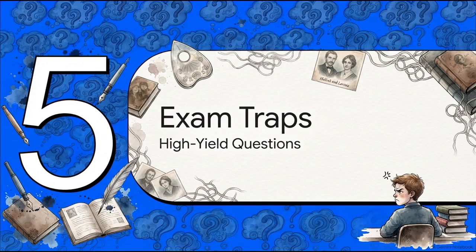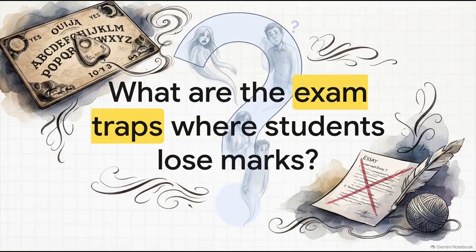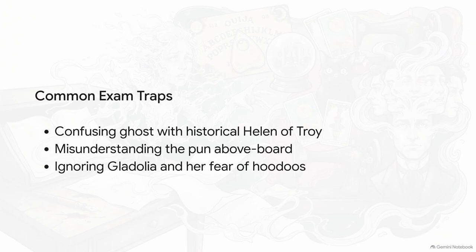Moving into Section 5, high-yield exam questions and common traps. Let's talk directly about your exam strategy for a second. You are highly likely to get a question like, how does the author use the Ouija board to drive the plot? But more importantly, where do students typically lose their marks when answering questions on this chapter? Let's uncover the biggest traps. If you can spot these a mile away, you are going to secure full marks.